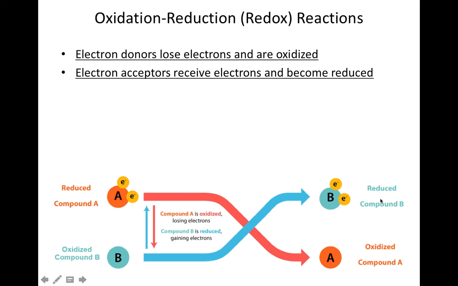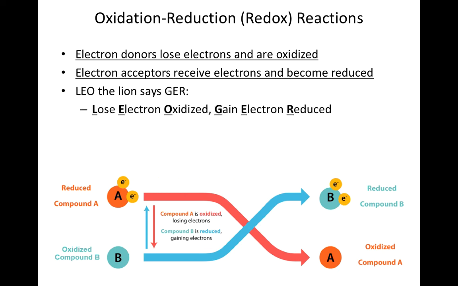Okay, so these are always combined together. We can't just throw electrons out into the universe and hope for the best. We always have to give them to something. So a donor has to have a receiver. Couple ways to remember this. Leo the Lion says grr, oil rig, whatever works for you. Okay, but basically cellular respiration that we're going to study in the next chapter is going to be a giant redox reaction. So you want to make sure that you understand what's being oxidized, what's being reduced, and how the electrons are moving.